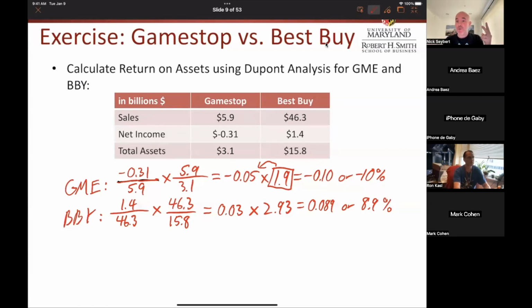But in this case, we've got two retailers, right? Best Buy and GameStop. They're both brick and mortar retailers that also have an online presence. And you see Best Buy's doing better on both dimensions, right? Profit margin and asset turnover. Does anybody have questions about this?